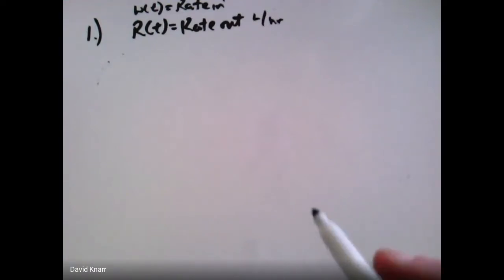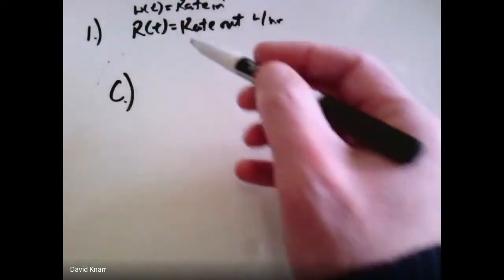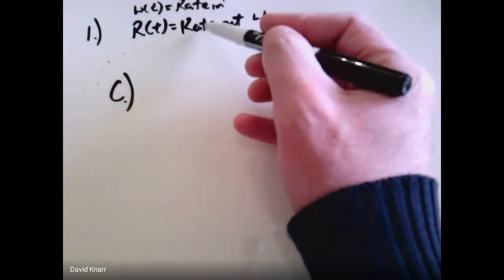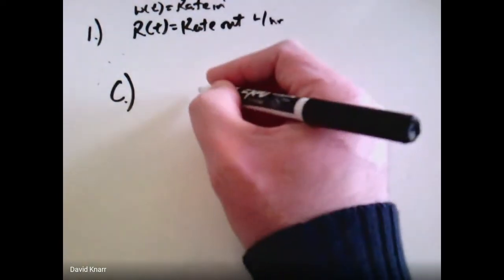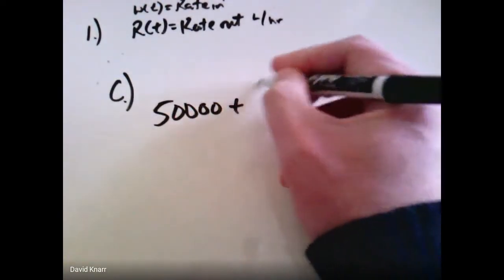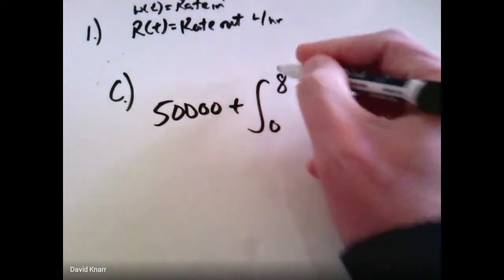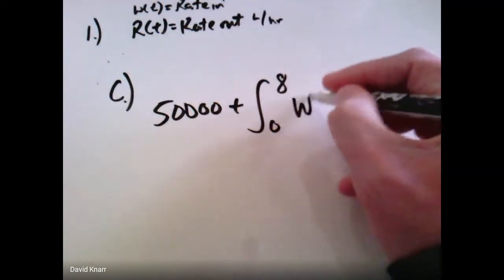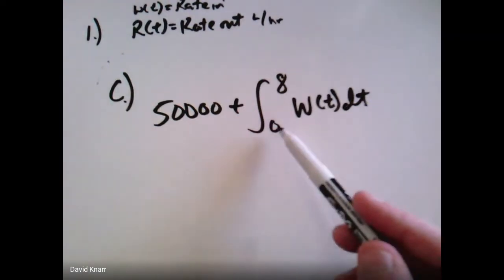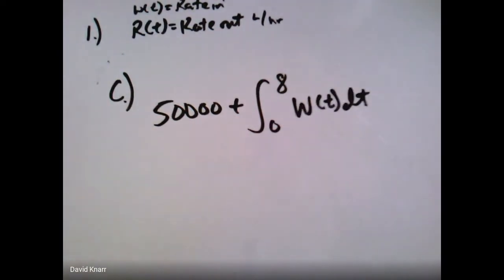So now they want the total amount of water in the tank. So to find the total amount of water in the tank, we have the rate in and the rate out. I want to know the total in and the total out. So I'm given the rate. I got to integrate to find the total. So I'll have to take the 50,000 that are in there to start, plus the integral from 0 to 8 of W of t dt, because that's how much water is being pumped into the tank from 0 to 8.